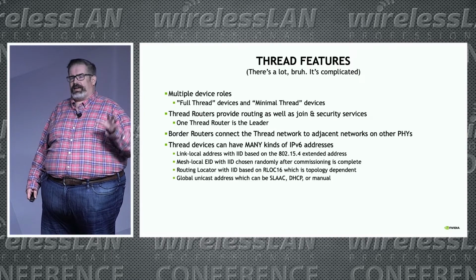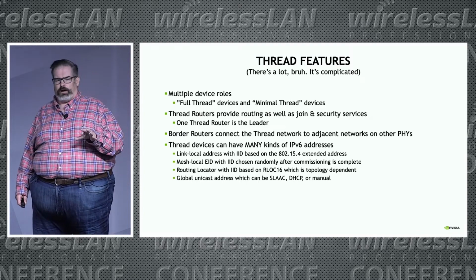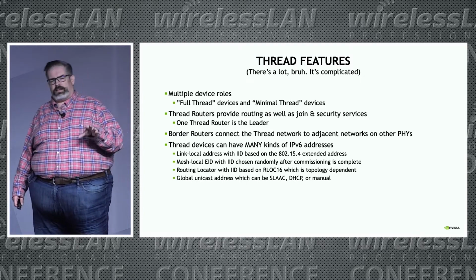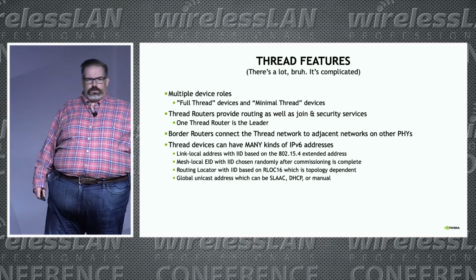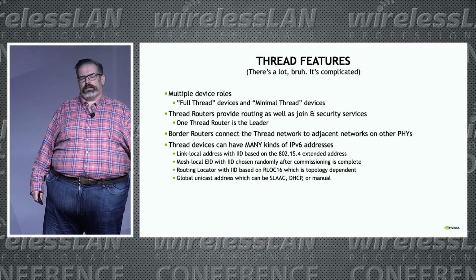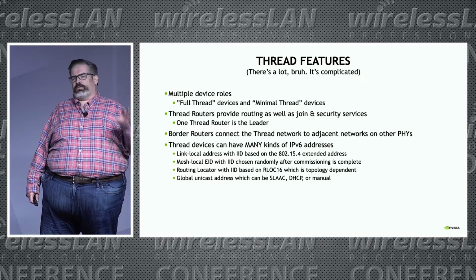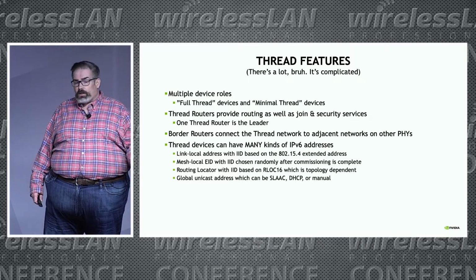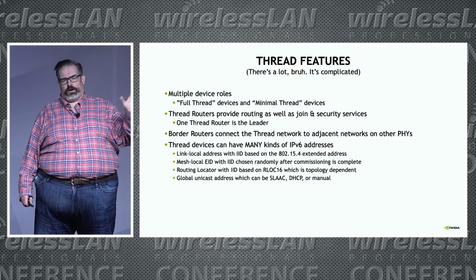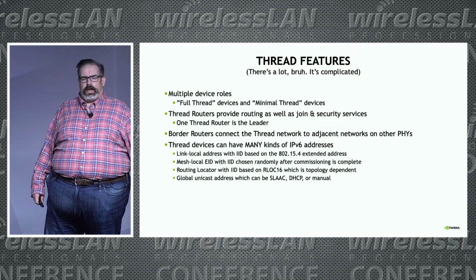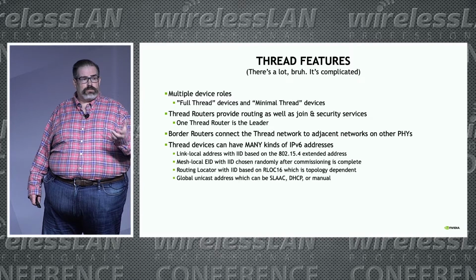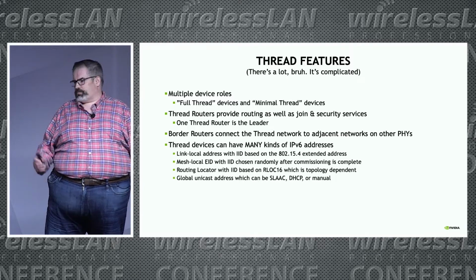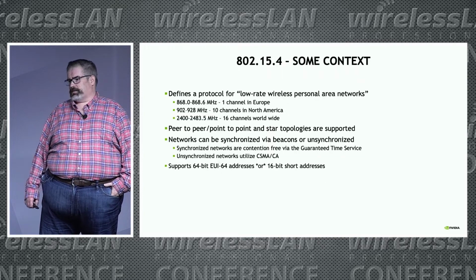And with all of this, we have a lot of IPv6 going on. You can have link local addresses with the interface identifier based on 802.15.4. We'll talk about that in a second. Mesh local EIDs with the interface identifier chosen randomly. A routing locator, that's a thing. Don't worry, we've got 10 minutes, not going to go into it. And a global unicast address, which can be SLAAC or DHCP or manually assigned. Refer back to the previous talk about that.